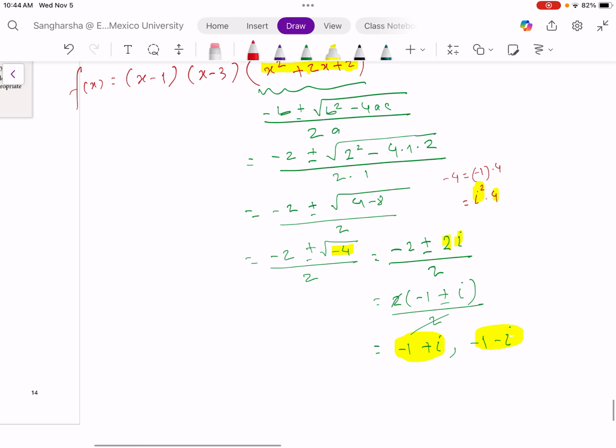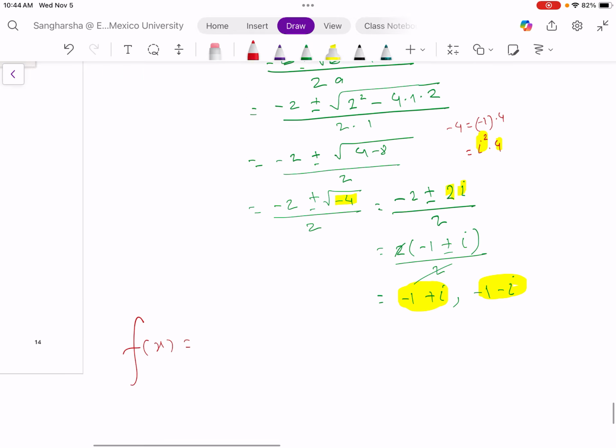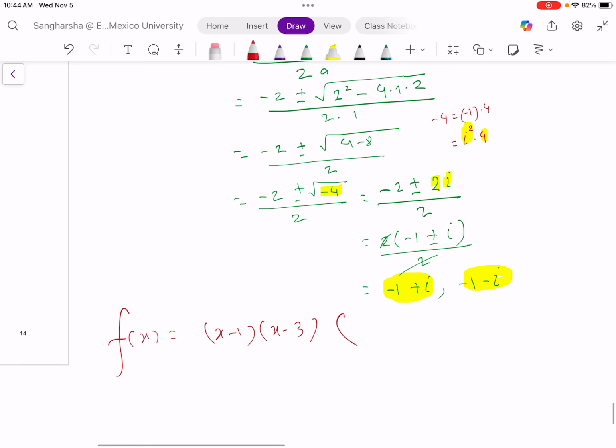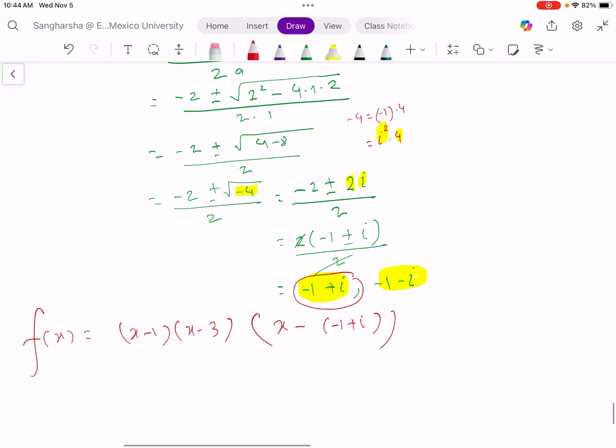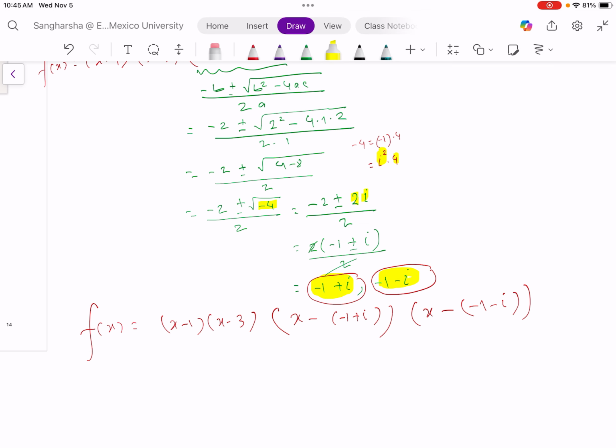So our f of x now looks like f of x is x minus 1 times x minus 3 times x minus this zero, negative 1 plus i, times x minus this zero, negative 1 minus i. So here we have our function f of x in factored form.